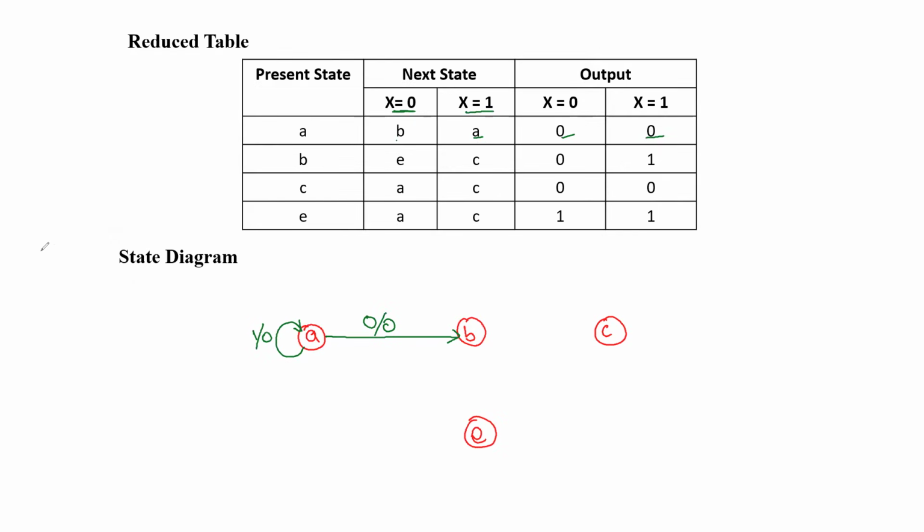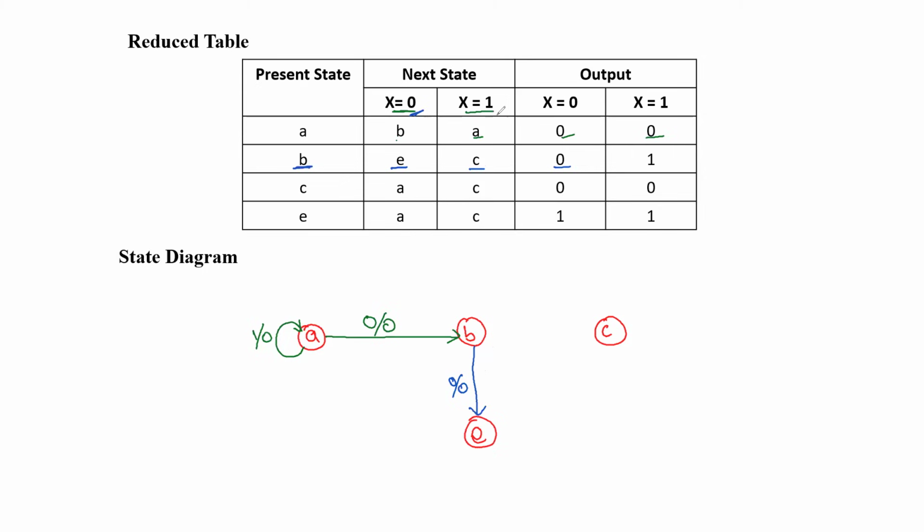Now from B we are going to move to the next state. This row we are going to consider. When input is 0, next state is E. So B next state is E, we are moving to E. Input is 0 and corresponding output is also 0, so here we are writing 0. In the numerator we are writing input, in the denominator we are writing output.